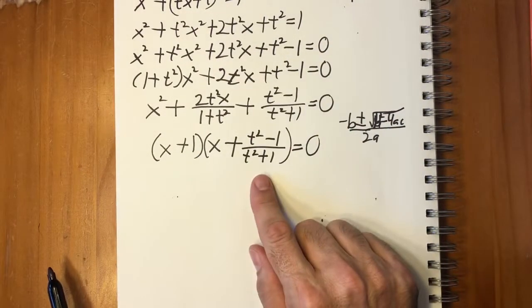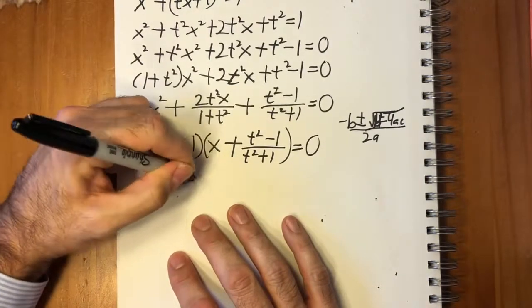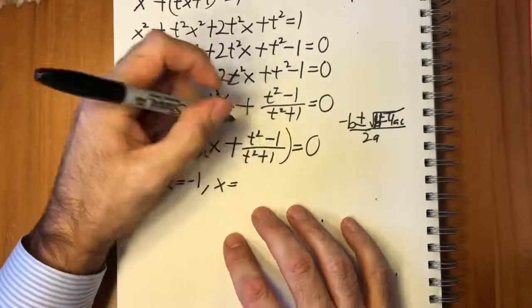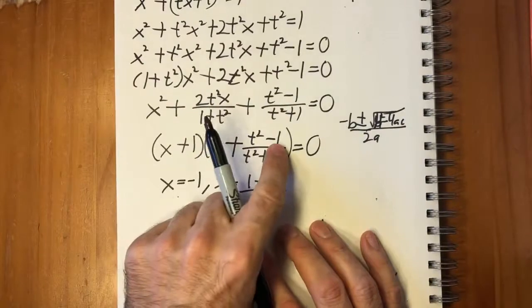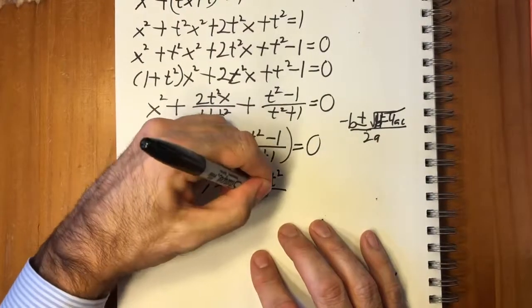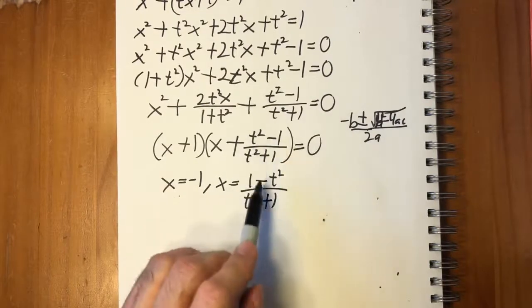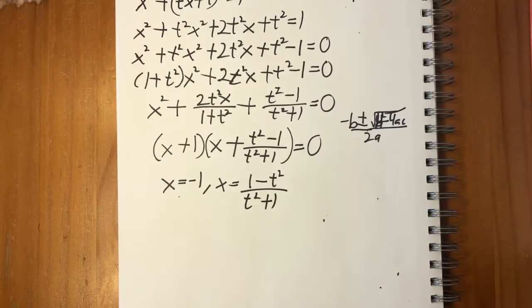So now we have that x is either minus 1 or x equals, we can just flip this around so it's 1 minus t squared, right? If you multiply that by minus 1 over t squared plus 1, it'd be minus t squared plus 1, so I just rewrote it. So these are the two solutions for x.